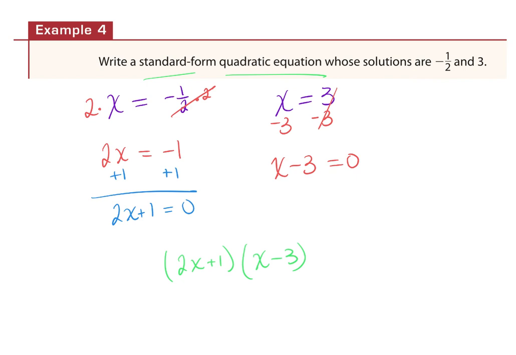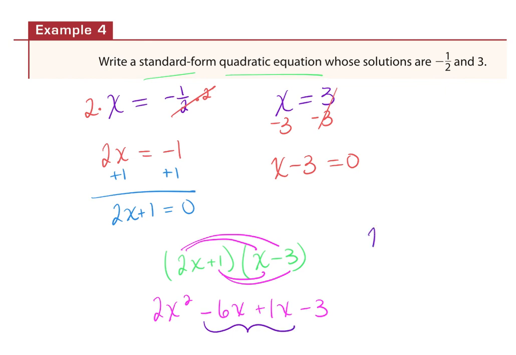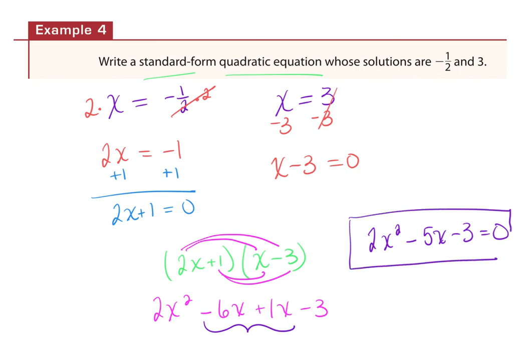And so I'm going to FOIL, just like I did in the very first section. 2x times x, 2x times -3, 1 times x, and 1 times -3. And then, of course, I need to combine these middle terms. 2x squared minus 5x minus 3 equals 0. So they gave me the answers, and I worked my way back to the quadratic equation. All right? And so there actually will be times when we do this.